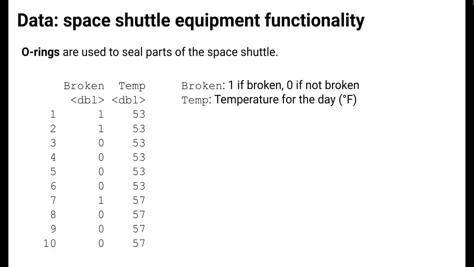We have data on the functionality of a piece of equipment used in constructing space shuttles. These pieces of equipment, which are called O-rings, are used in sealing parts of the shuttle. We have data on a variable called broken, which is equal to 1 if an O-ring was broken and equal to 0 if the O-ring was functional. We also have data on the temperature the day the equipment was tested in degrees Fahrenheit.